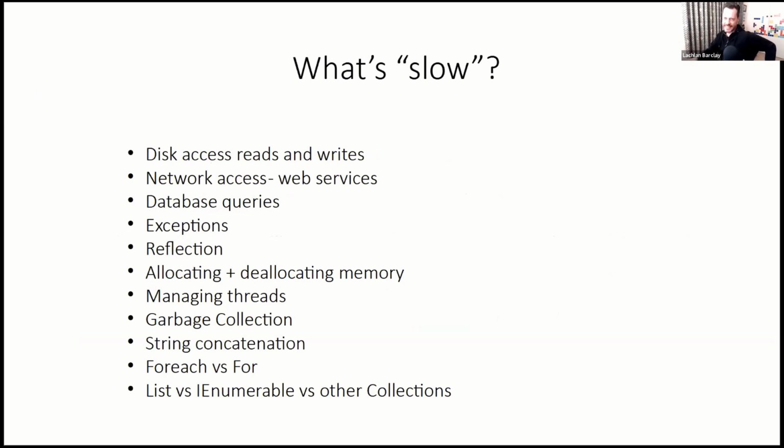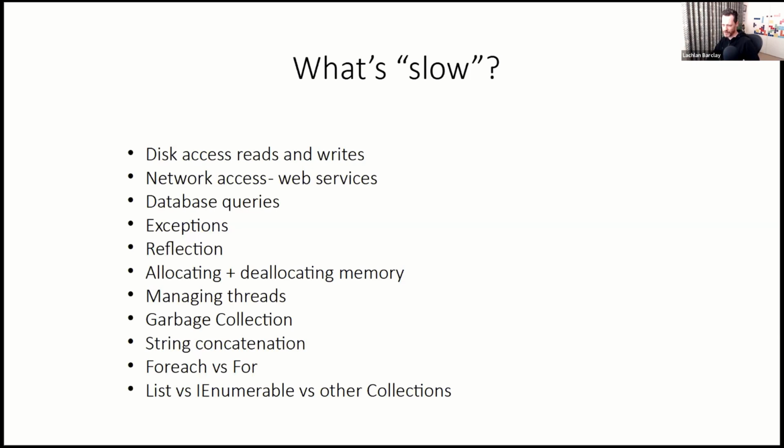I know this is the list that everyone wants. Shut up, Lachlan, just tell me what's slow. How do I make stuff go fast? So here's the 5-second version. Reflection is really, really slow. Exceptions, horrifically slow. Don't rely on exceptions for program logic. In general, anything touching the network, disk access, network access, database access, is really slow. Writing to disk is probably the slowest thing.